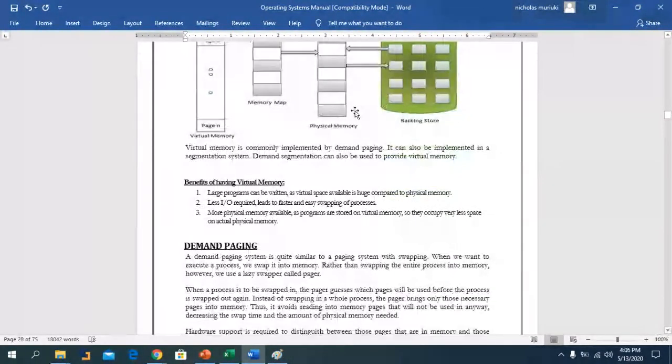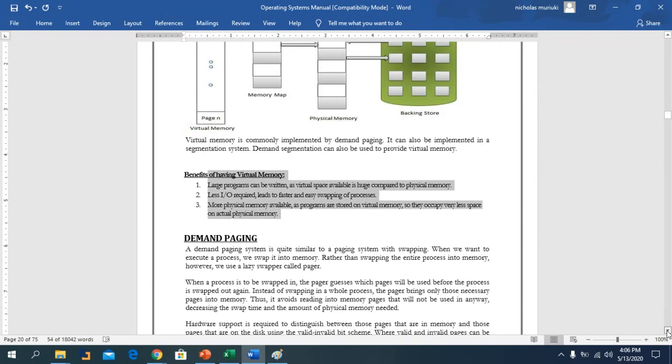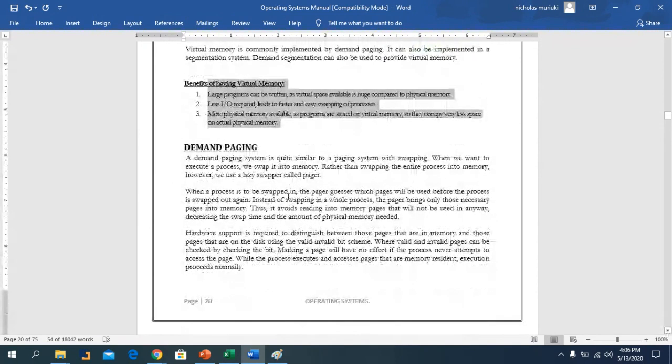And if you look at that, that's why I was talking about backing storage, and this is the same backing storage that I have talked about. If you look at the advantage for that, you're saying more physical memory is available to programs, so they occupy very little space on actual physical memory. It is a very small portion within the secondary storage, which can be used to allocate those processes.